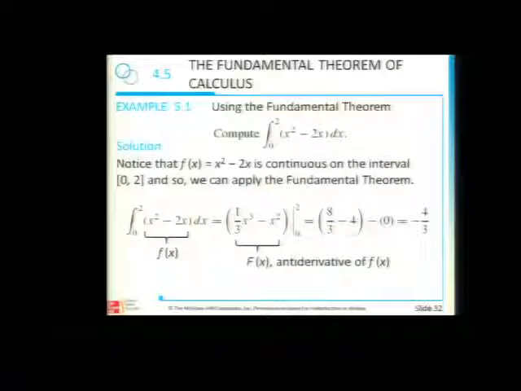So you take the difference. So that is the fundamental theorem of calculus, right? So you get the answer, minus 4/3. We don't have to worry about the area under the curve anymore, right?